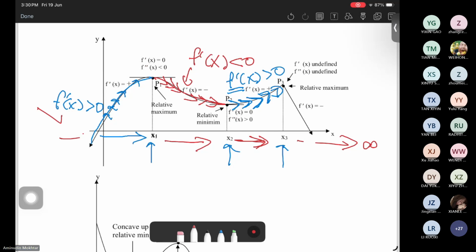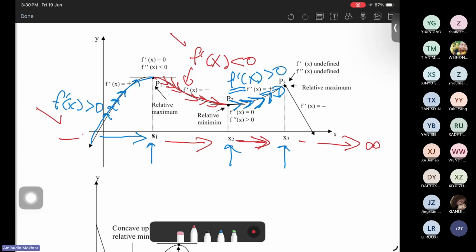After x1, you can see the function is decreasing, meaning that the slope of the tangent line is negative. So the first derivative in this area is negative. Again, after x2, when we move from x2 to x3, we can see the function is increasing. In other words, the slope of the tangent line is positive. The sign of the slope changed from negative to positive. Now that is the situation before and after x1, x2, and x3.